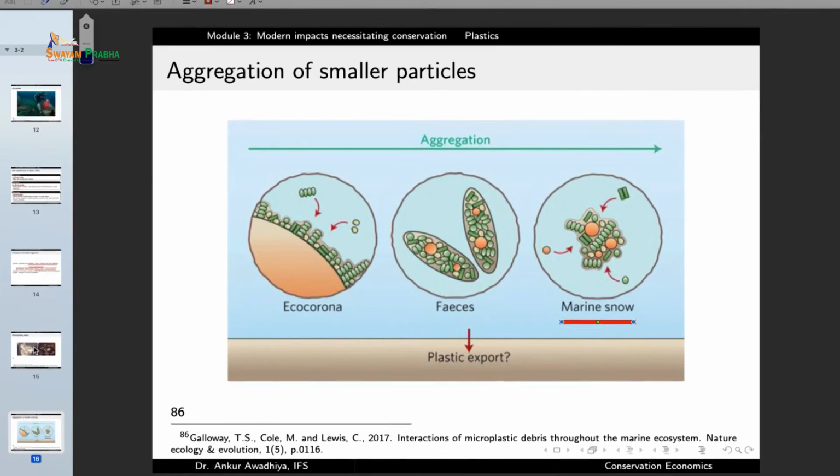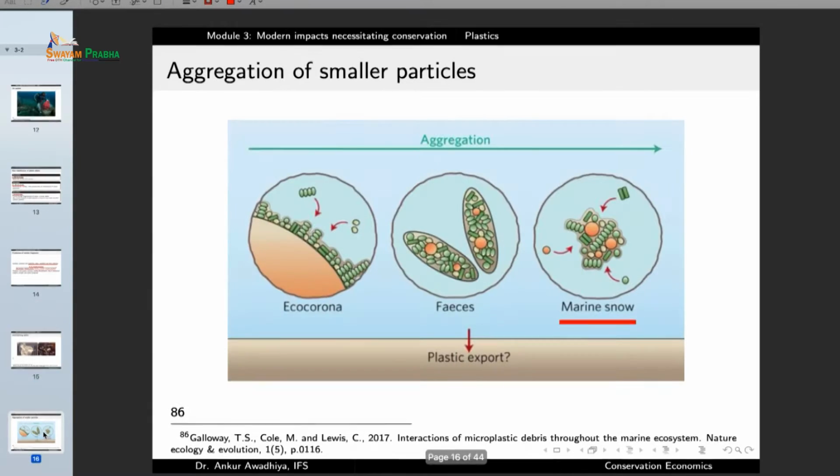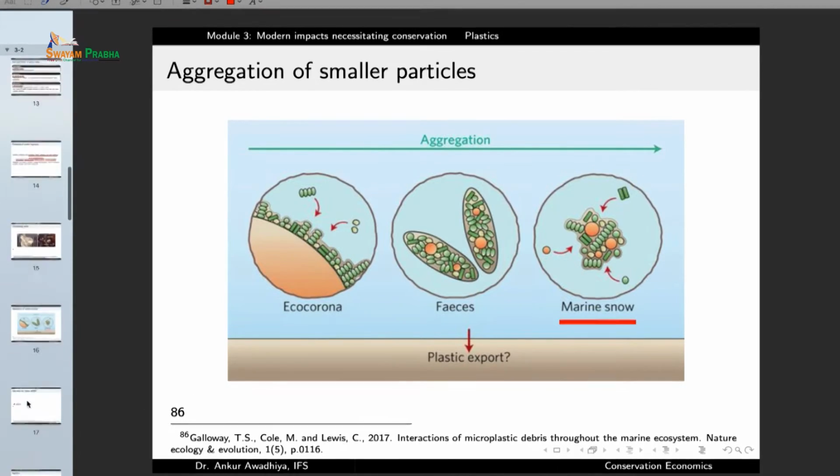Now, it is also possible that these smaller particles get eaten up by certain organisms, and are ejected out in the form of feces. And all these processes, the formation of the ecocorona or the formation of feces or formation of marine snow, they all make it possible for these smaller fragments to start going down to the ocean bottom.